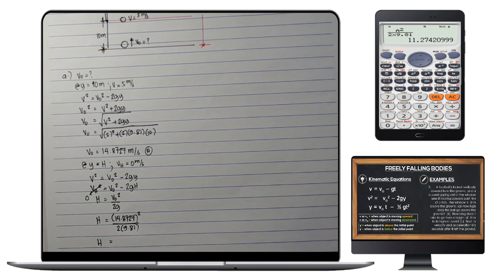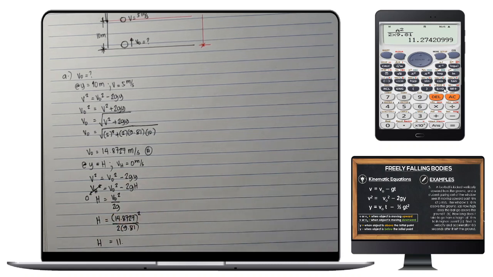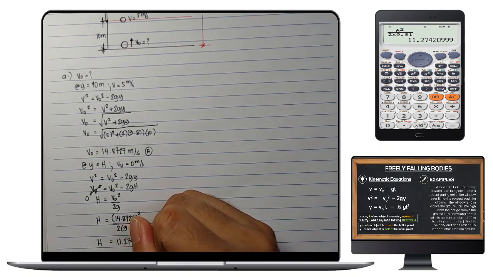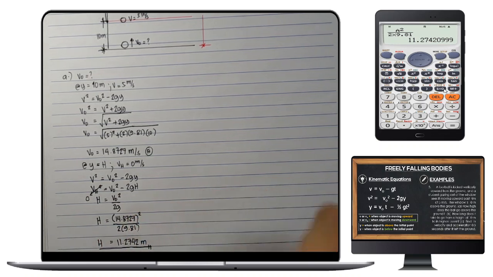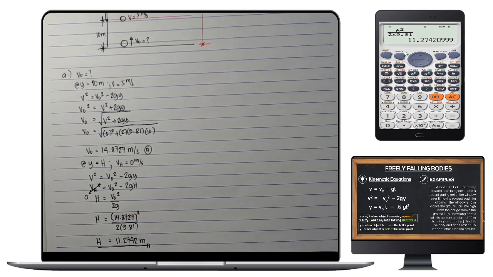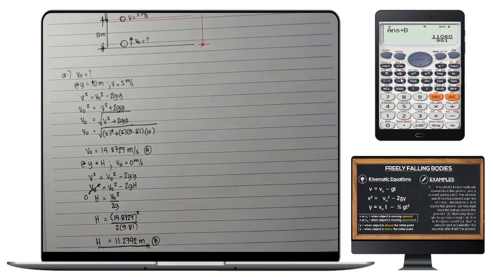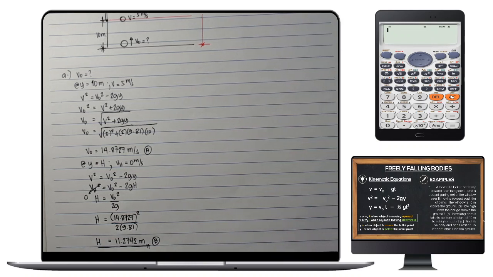Equals, so we have 11.2742 meters. Okay? So, yan yung ating value. So, store muna natin to sa B. Palagay ito sa B. So, yung maximum height natin is at 11.2742 meters.